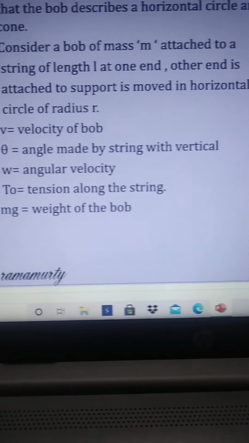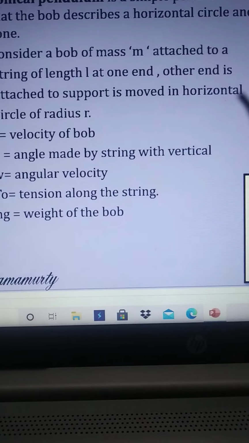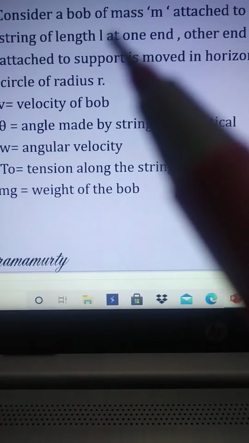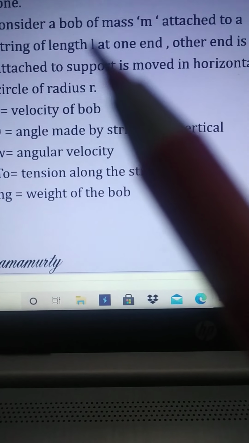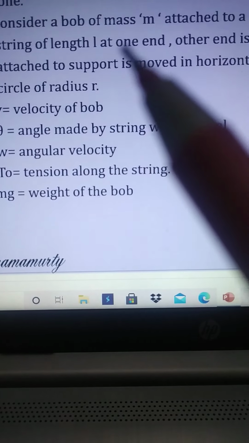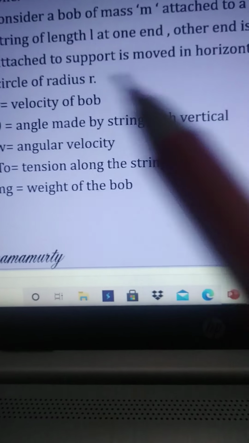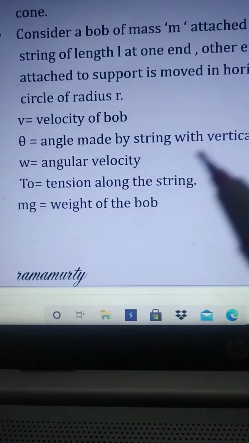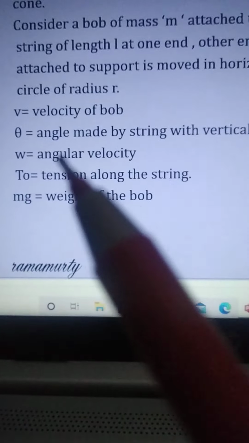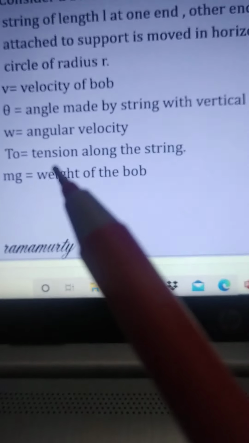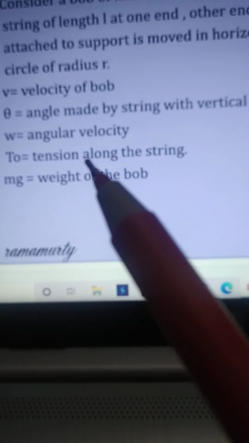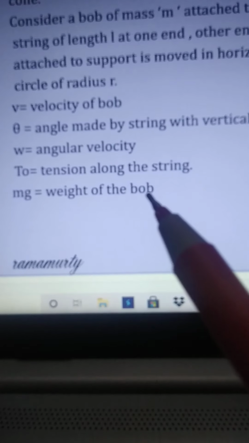Okay. So consider a bob of mass m attached to a string of length L. Here it is represented, this is the L. At one end, the other end is attached to a support, and it moves in a horizontal circle of radius r. V is the velocity of the bob, theta is the angle made by the string with the vertical, omega is the angular velocity, T0 is the tension along the string, and mg is the weight of the bob.